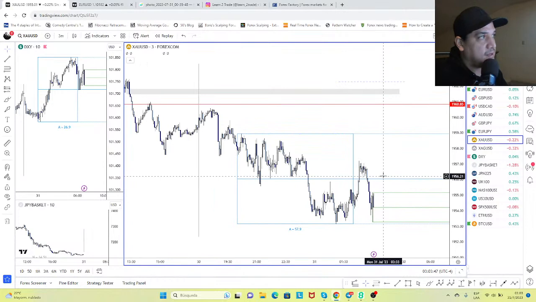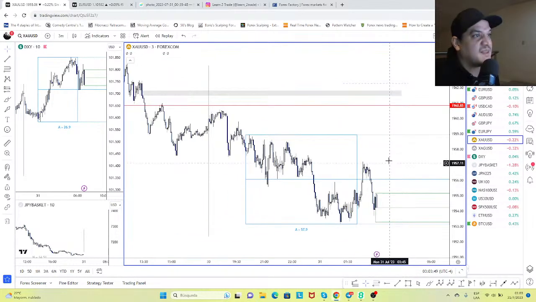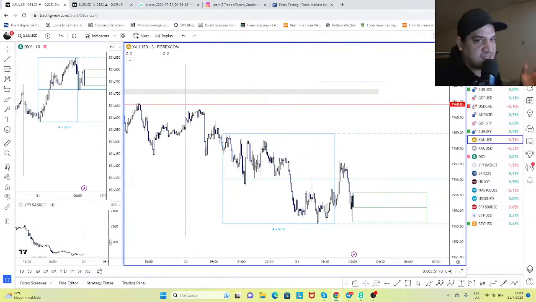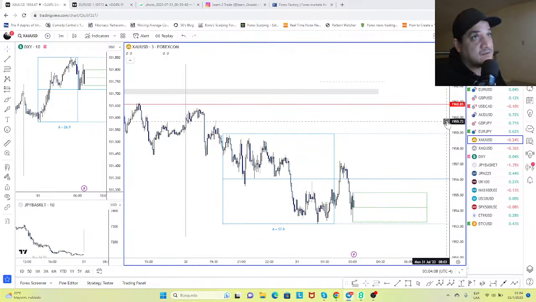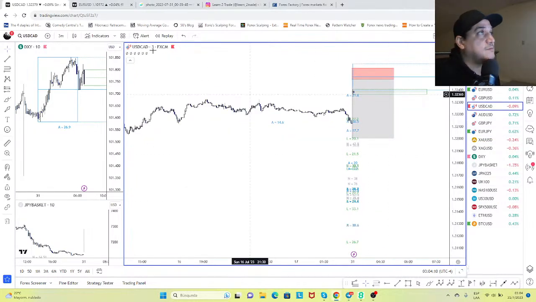Yeah, gold is still non-directional to me. Remember that one of my first rules when it comes to this entry model is I need a daily direction. And the daily direction is given just like in this US dollar, Canadian dollar, right?